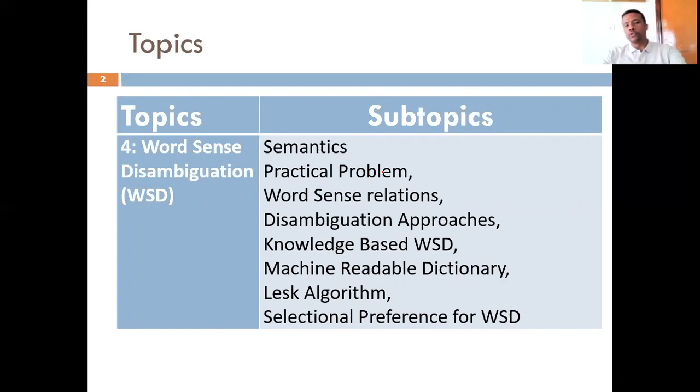So the subtopics to be covered here are, first, we'll discuss what semantics is. We'll try to see the problem associated with it. Then we'll see word sense relation, which means how word sense can be identified using different kinds of representations. We will see the known disambiguation approaches. We'll talk about knowledge-based word sense disambiguation using a machine readable dictionary. And from that, we are going to focus on the Lesk algorithm. And finally, we'll see what we call selectional preference for word sense disambiguation.